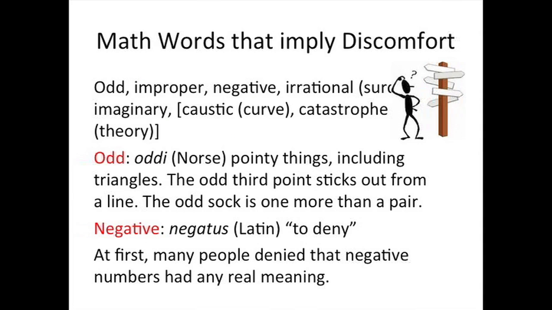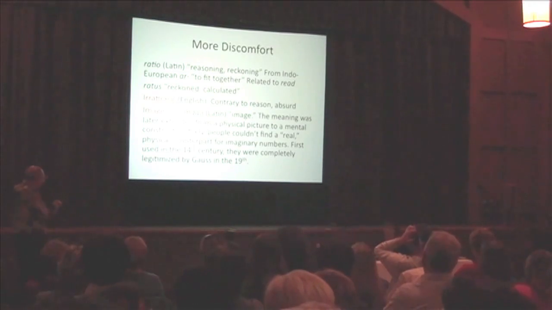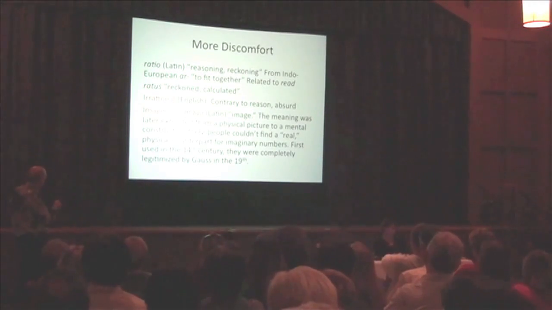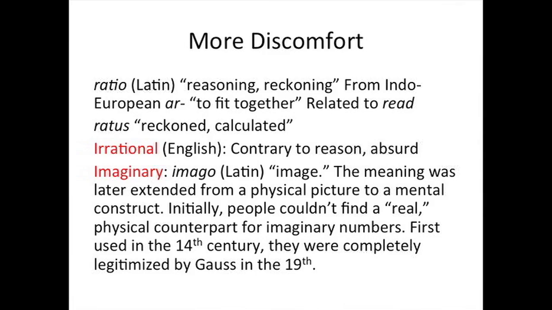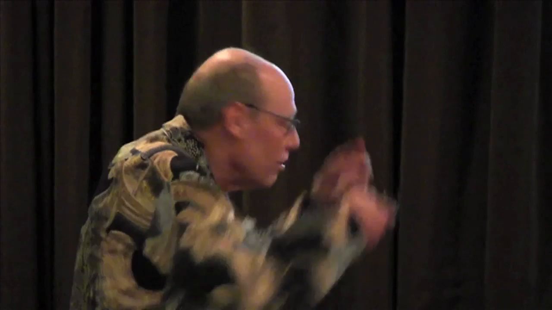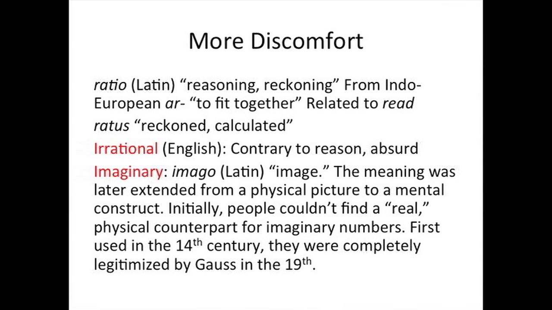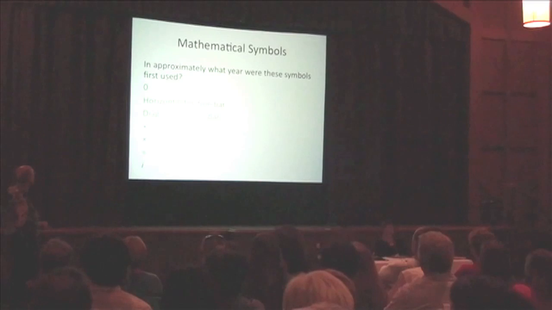In math we could. And negative, odd and negative come from, negative means deny. I mean, these are all uncomfortable words. Odd means uneven. More discomfort words. Irrational is contrary to even, contrary to reason. Imaginary, image, originally a real picture and then a picture in your mind. Ratio is reasoning and reckoning.